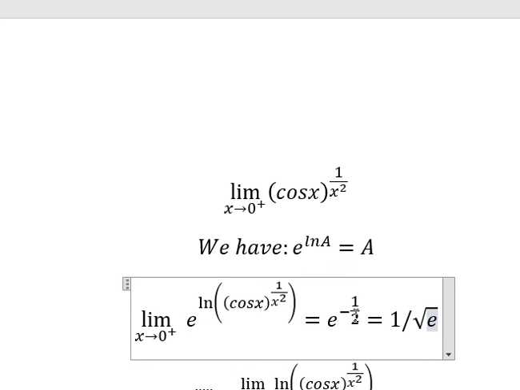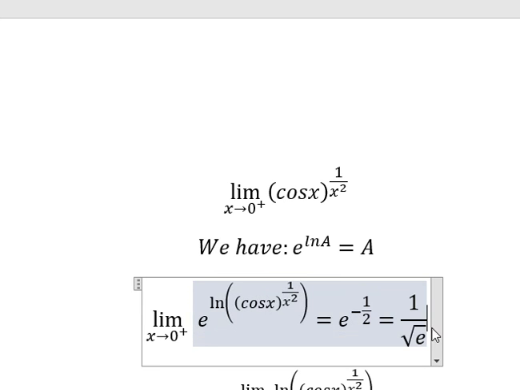Because 1 over 2 represents the square root, but we have the negative sign in here. That's why they will go to the denominator, and that is the final answer.